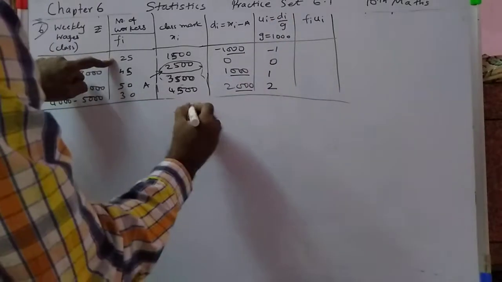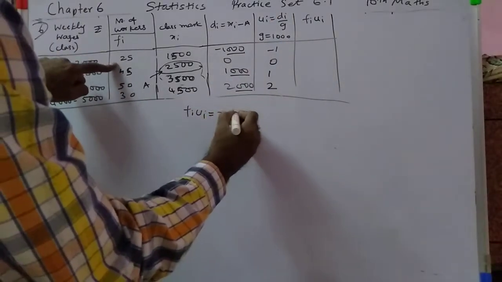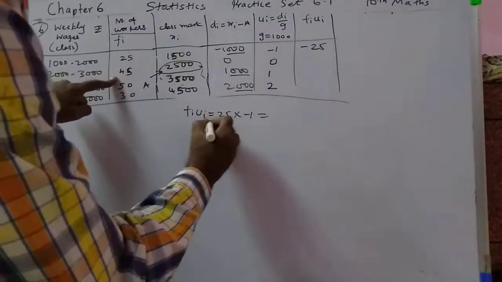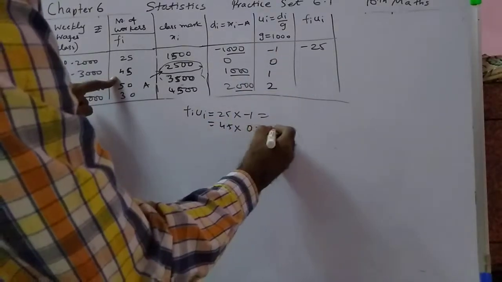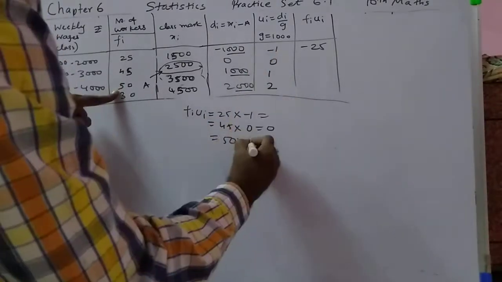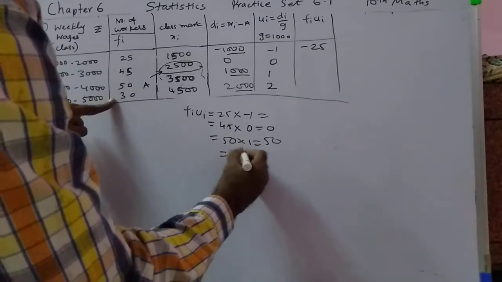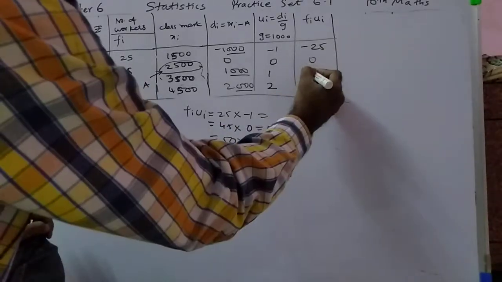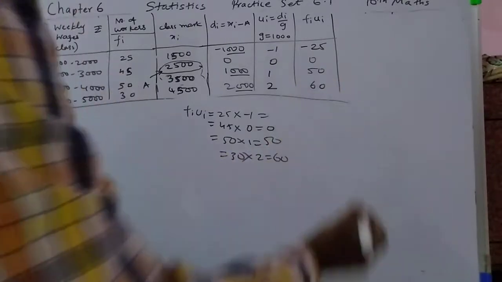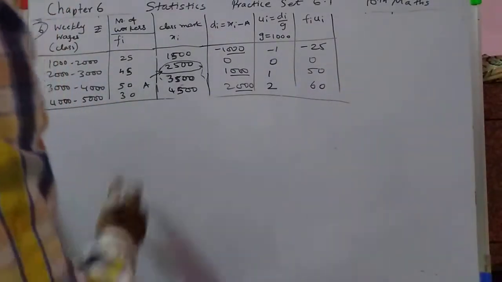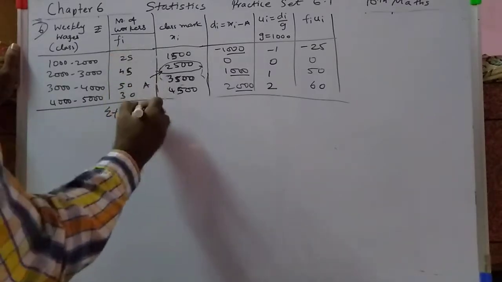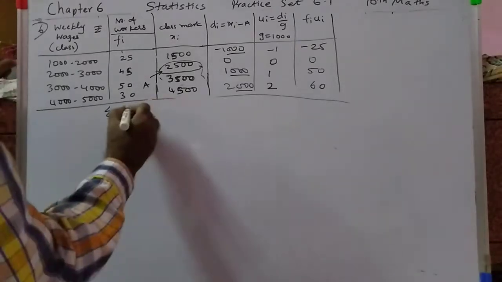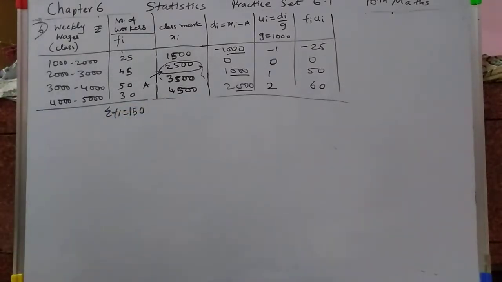And calculate fi ui. fi is 25 into minus 1. Minus 25. Okay. And it is 45 into 0. 0. It is 50 into 1. 50. It will go to 30 into 2. That is 60. We have to write this 0, 50 and 60. Now you have to just add it. Summation of fi, I think we'll get 150. Okay. 150. It should match.